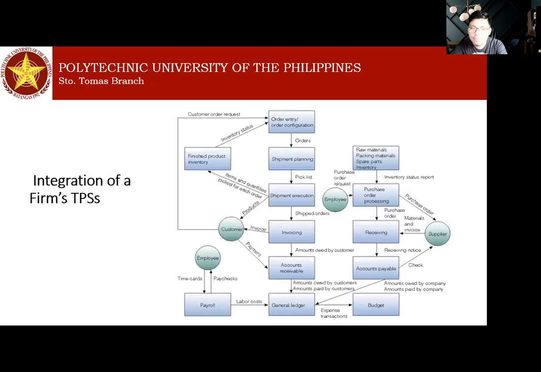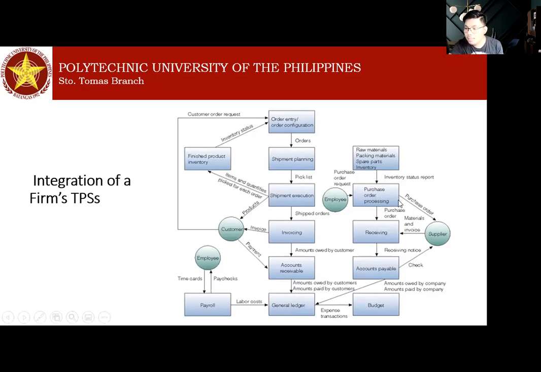So we have here the integration of firms TPS. Okay, so let's start by the employee. So as employee, ikaw yung employee. So the purchase order request. So for example, si procurement, nag-order siya ng gantong raw materials. So the raw materials, packing, spare parts, inventory. Kasi ang pagbabasehan naman ni employee ng ating procurement is the inventory dun sa ating warehouse. So after niya ma-check, if may kulang, so we will purchase order processing.